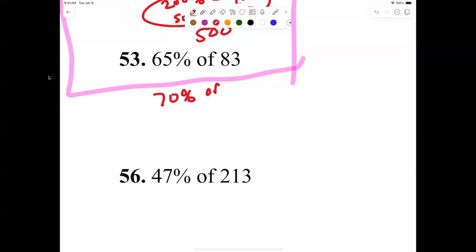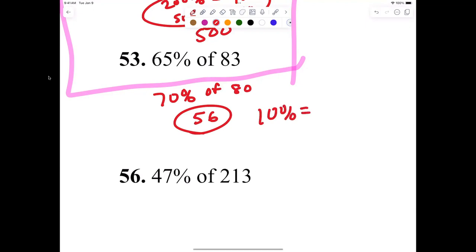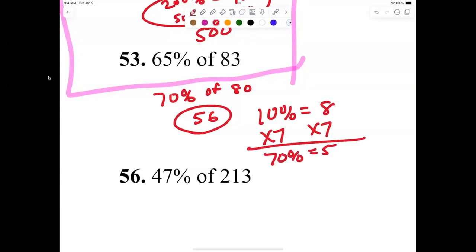70% of what? 80. All right, 10% would be what? So 70% would be about 56. Everybody okay with that? Well, 10% is what? 8. And we want 70%. You understand now, right? All right, I'm happy with that.